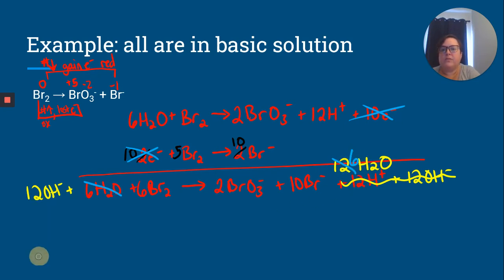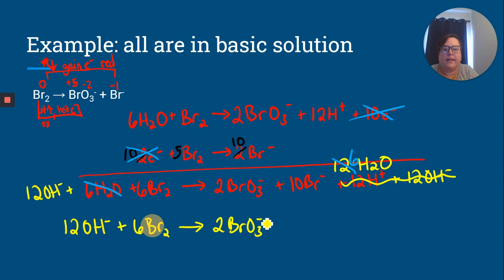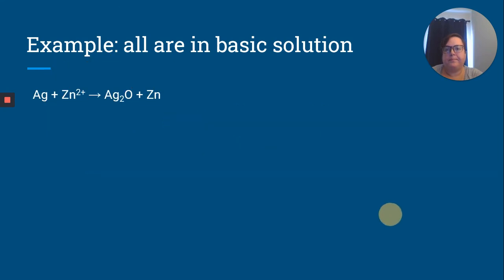So then if we want to rewrite this so that it's nice and clean, we would say that the balanced reaction is 12 hydroxides plus 6 Br2 goes to 2 BrO3 minus, 10 Br minus, 6 waters. So again, you're balancing the same way as in acidic, and then at the end you're adding in this hydroxide piece. Let's look at another problem.